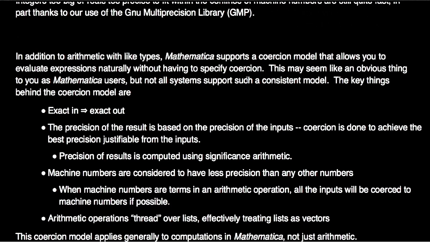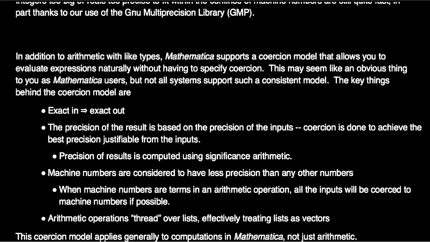Okay, and machine numbers, this one is important to keep a bead on. They're fast, they work really well in many cases, but they don't track precision. The hardware arithmetic doesn't do that. So we consider those to have less precision than any other numbers. So if you're using machine numbers, they sort of, so to speak, infect a computation. Everything will be with machine numbers. So if you really want to get significant results, you need to avoid machine numbers completely. Okay, and then arithmetic operations spread over lists, and this is the way to get speed out of Mathematica. I'll show a really quick example of that. And this applies generally to computations in Mathematica, not just the arithmetic.